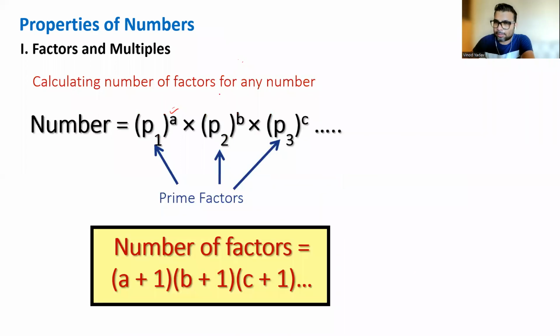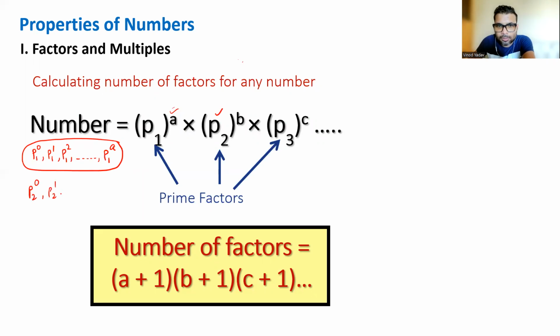Now, there can be many variations, but one more variation I would like to tell you. If they happen to ask you the sum of all the factors, then what should you do? So p1 to the power a means p1 to the power 0, p1 to the power 1, p1 to the power 2. These are the possibilities which we create, isn't it, friends? It was just like what we did with 2 cube, 2 to the power 0 up to 2 to the power 3. Similarly, p2 to the power b means p2 to the power 0, p2 to the power 1, p2 to the power 2, and so on up to p2 to the power b. These are a plus 1 terms, these are b plus 1 terms, and so on.